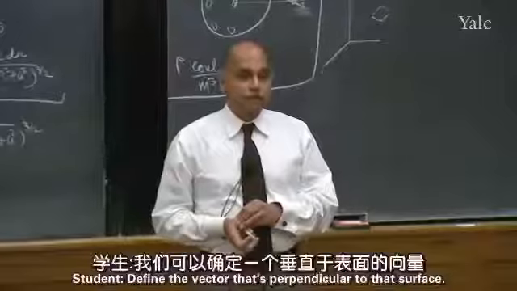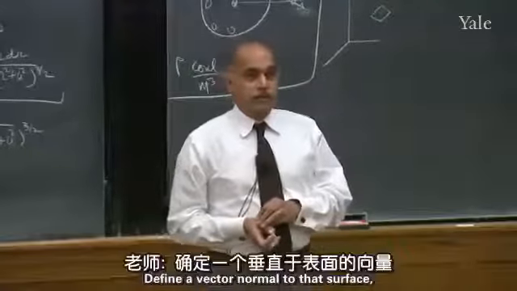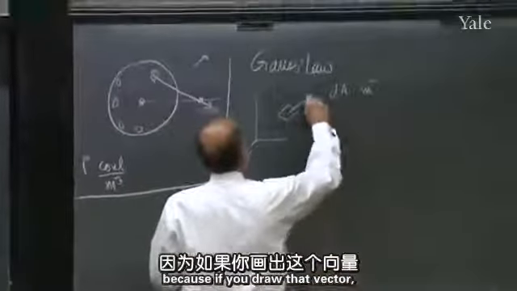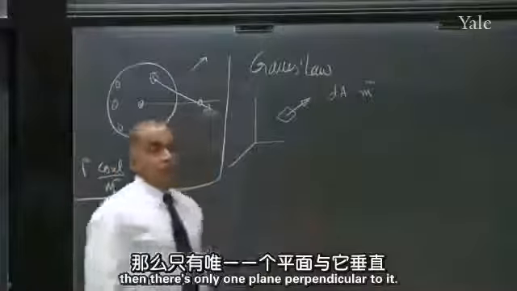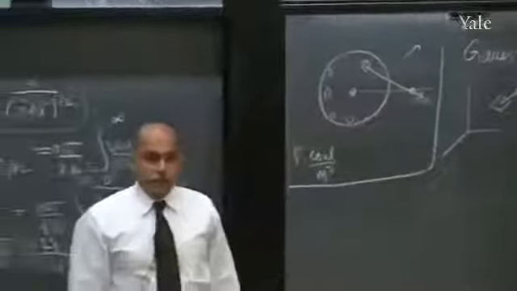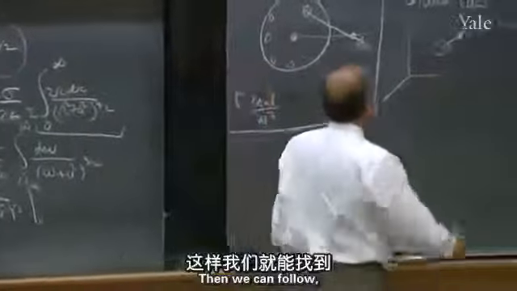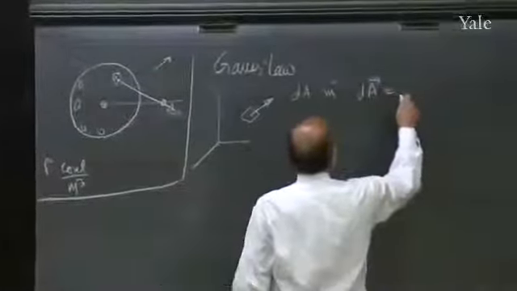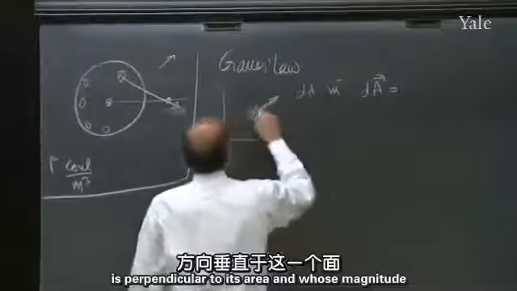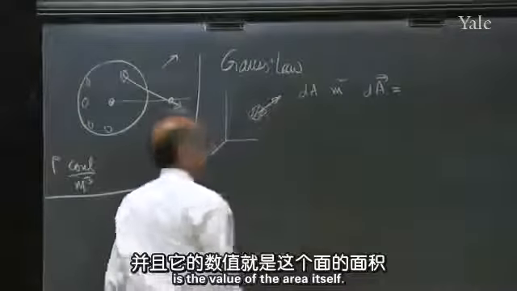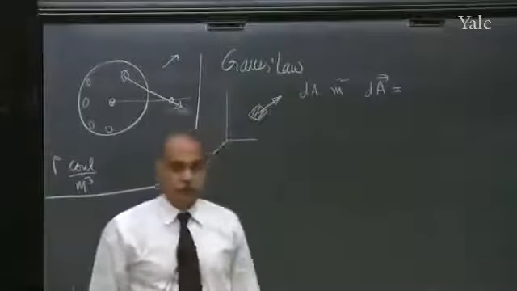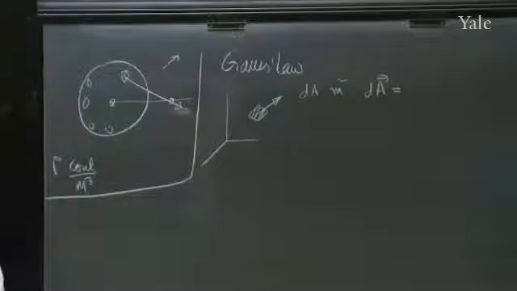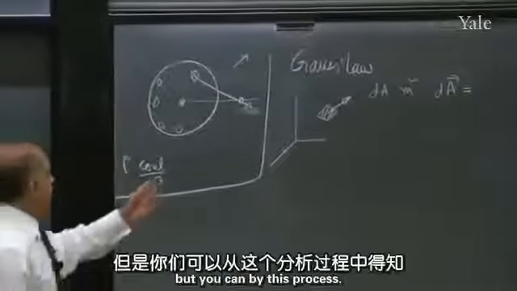Yep. Define a vector perpendicular to the surface. Define a vector normal to that surface. Because if you draw that vector, then there's only one plane perpendicular to it. Then we can form a vector dA, which is a tiny vector, whose direction is perpendicular to its area and whose magnitude is the value of the area itself. So areas can be associated with vectors. You may not have thought about it that way, but you can by this process, okay?